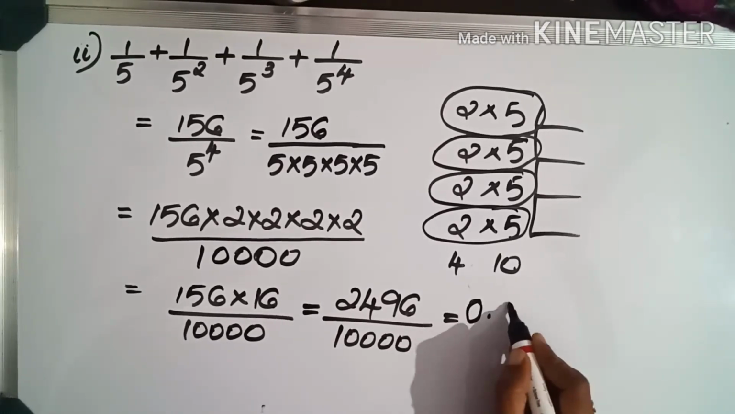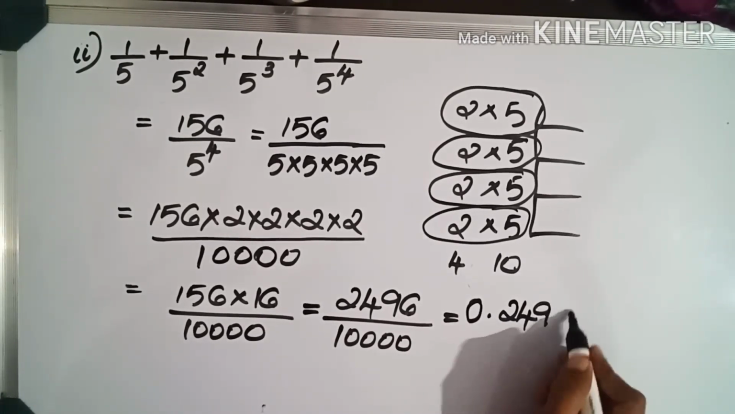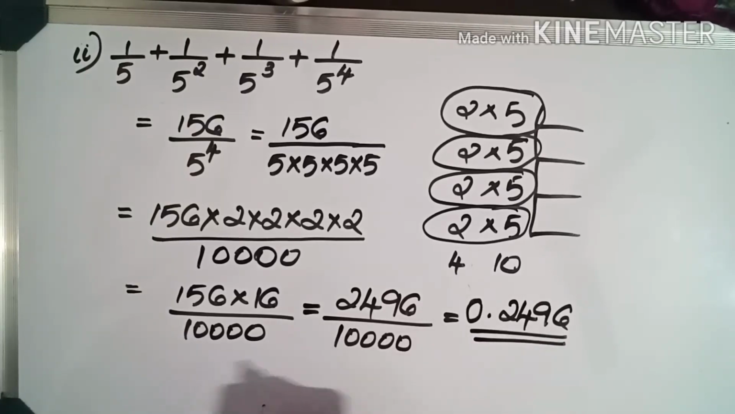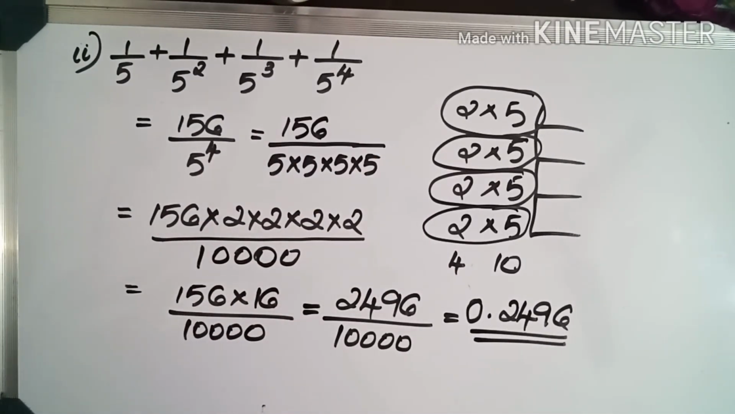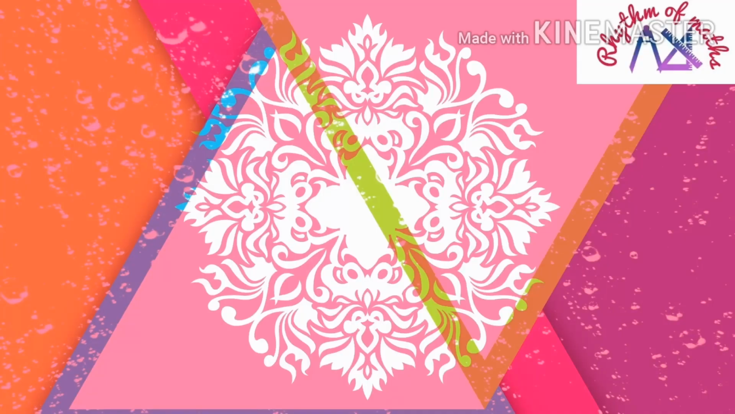So 0.2496 is the decimal form of the sum of this fraction. Clear? Similarly, you can do the third sub question. Try to do that the same way as the second sub question.